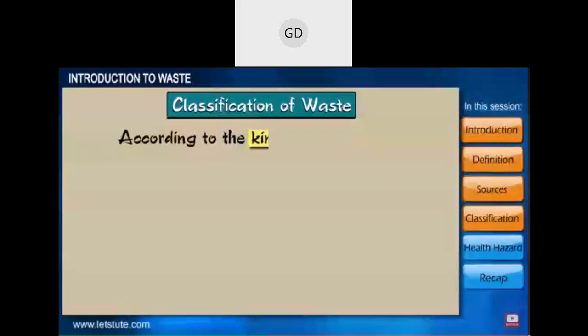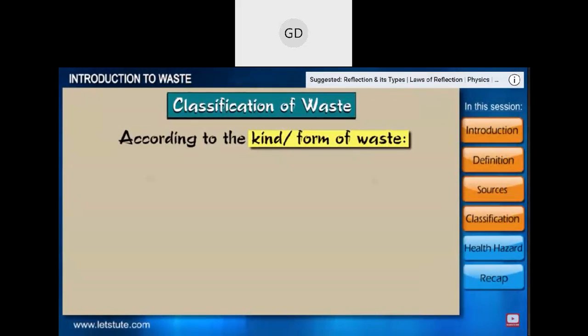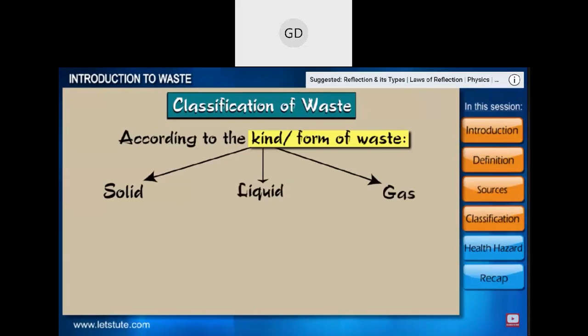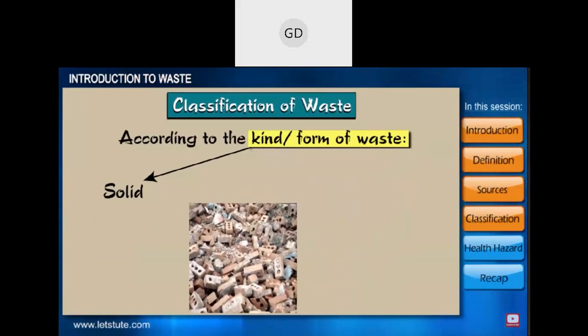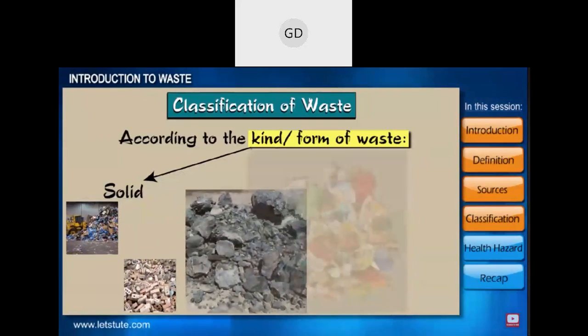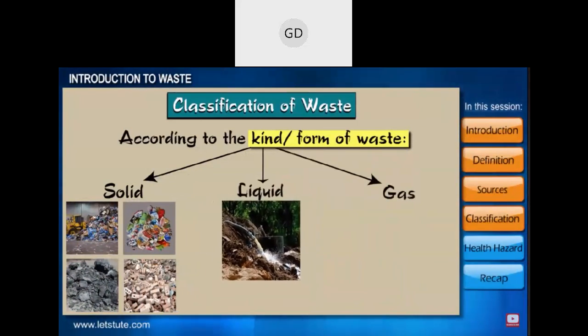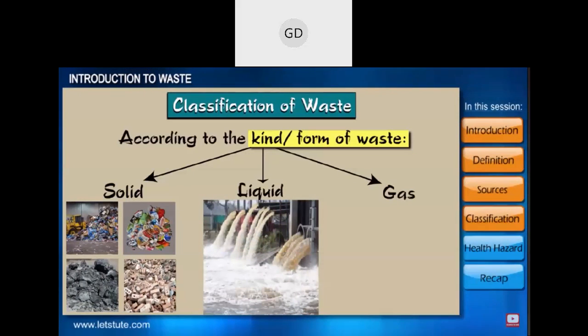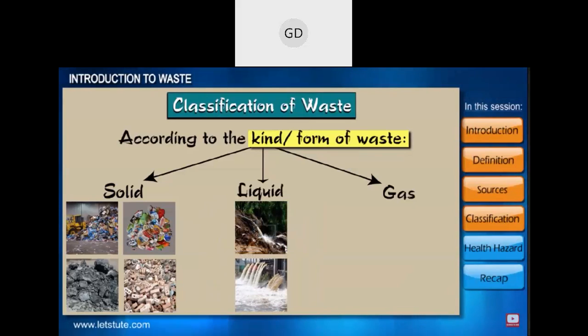According to the kind or form of waste generated, we classify waste into three categories. The solid waste can be easily seen. It is generated from different types of activities like construction, industries, mining, domestic use, etc. The wastewater from our homes and the liquid chemical effluents from various industries are liquid waste.